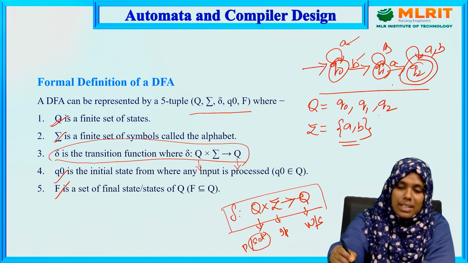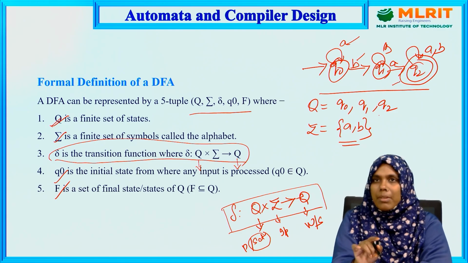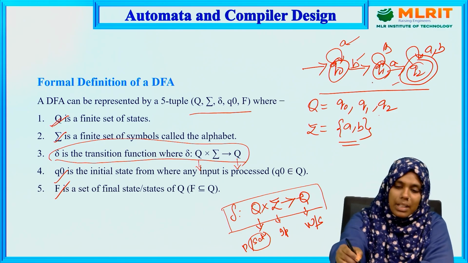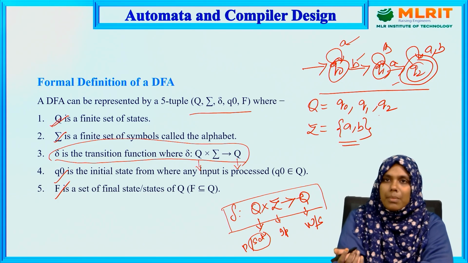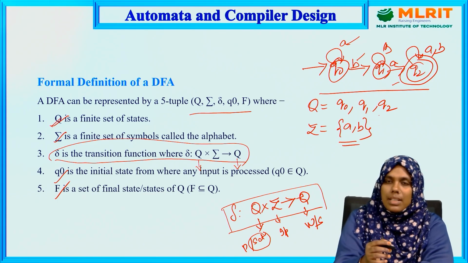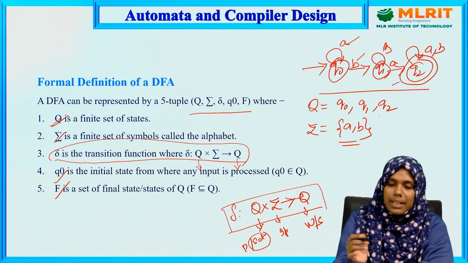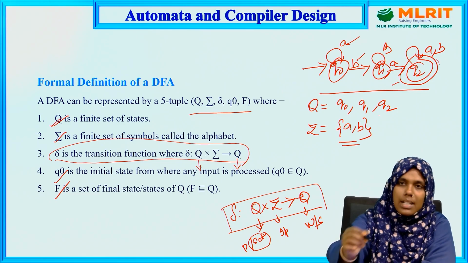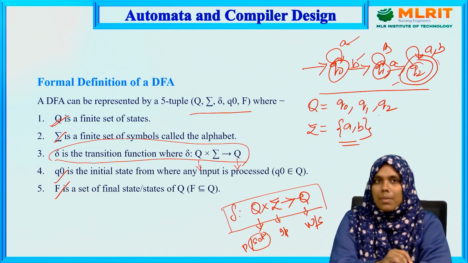The final state is not compulsory to be at the last every time. It can be the first state, the second state, or the last state. Whenever we say final state, it doesn't mean that it should be in the last state every time. And the final state is displayed as a double circle in the transition diagram.